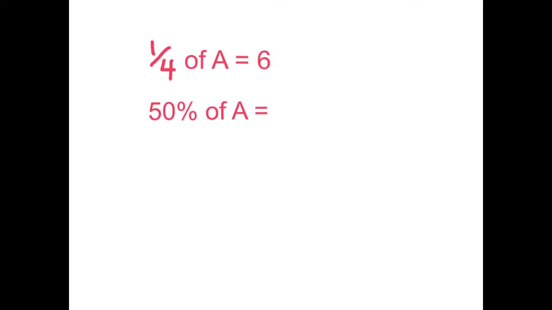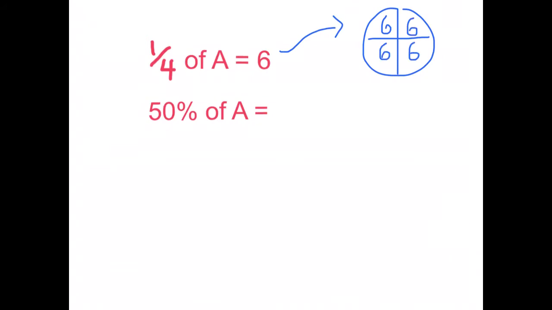Now this is made difficult because we don't know what the value of A is at the moment. But using the first fact, 1/4 of A, we break it up into quarters, we know is 6. And each of the quarters are the same size. So if we add 4 6's together, we work out that A is 24. Working out 50% of A then is pretty easy.